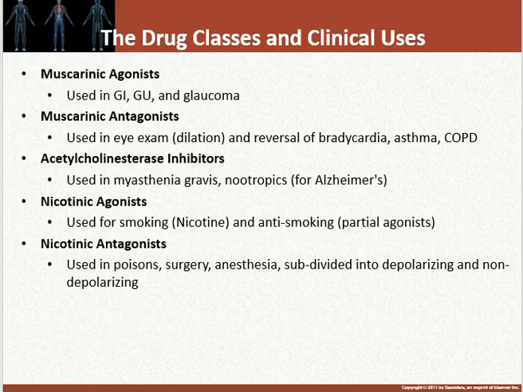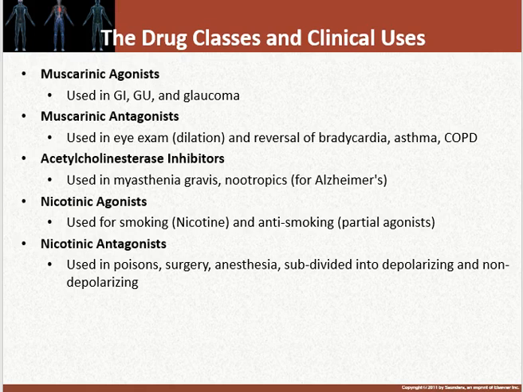We can also see them used systemically for the reversal of bradycardia, for the treatment of asthma or COPD. The acetylcholinesterase inhibitors have been used and are used in myasthenia gravis, and they've also been expanded for Alzheimer's disease, and so we'll talk about this in the brain behavior and cognition block. They're called nootropics, so they're memory enhancers.